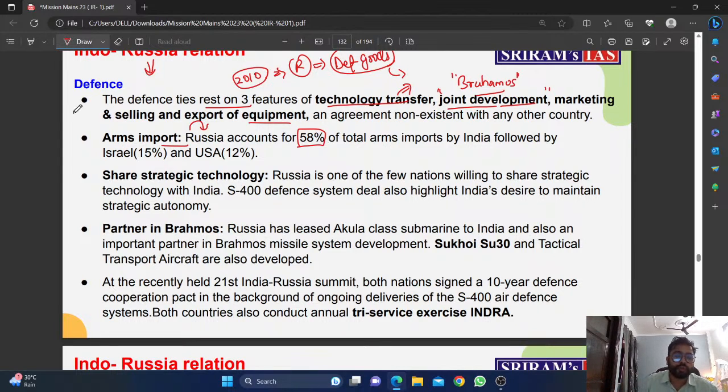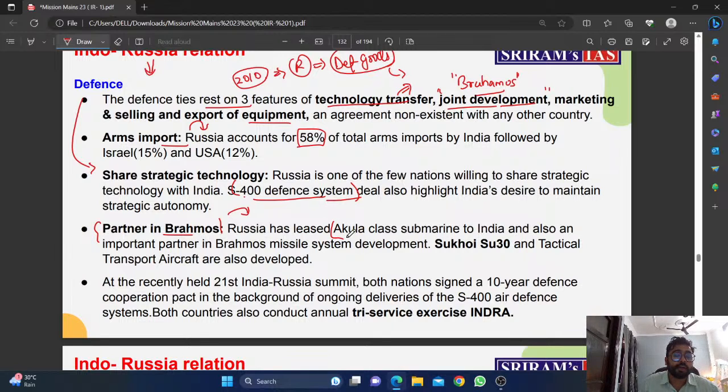Okay, so what is the other thing that we have bought from Russia? We share strategic technology like the S-400 missile defense system. India is buying this missile defense system. This is one of the most advanced air defense systems in the world. Then both countries have a partnership in making different types of defense equipment, like both of them are making BrahMos.